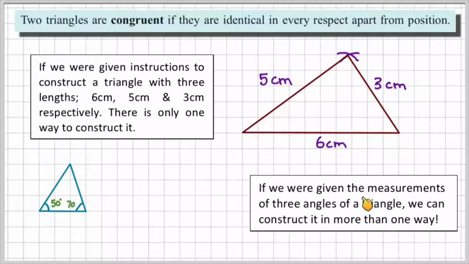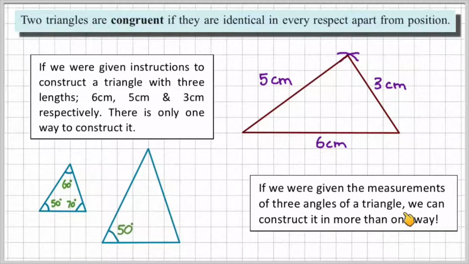However, if we were given the measurements of three angles of a triangle, we can construct it in more than one way. So everyone will draw a triangle, possibly with different sizes. Although they're equiangular, they do not have the same corresponding side lengths.